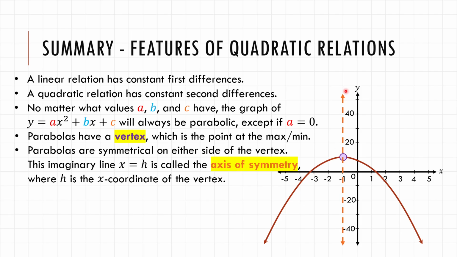And every vertical line has a very similar structure to its equation. It's always x equals some number. And in this case, because this line goes through the vertex, remember the vertex has an x-coordinate and a y-coordinate, and because the axis of symmetry goes through the x-coordinate of the vertex, this number right here will always be the same as the x-coordinate of the vertex. So the axis of symmetry will always be x equals, and whatever this number is is always going to be the same as the x-coordinate of the vertex.